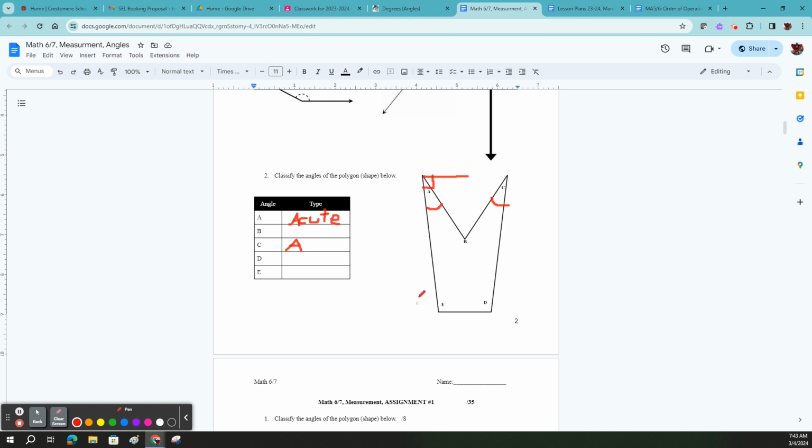Let's jump down to E. Now this one's tricky. This one looks pretty darn close to a right angle, but we can actually see that it's leaning back. This ray is leaning back a little bit. It's not quite perfectly square. And if its arc is a little bit bigger than that right angle, it's got to be obtuse. So E is obtuse.